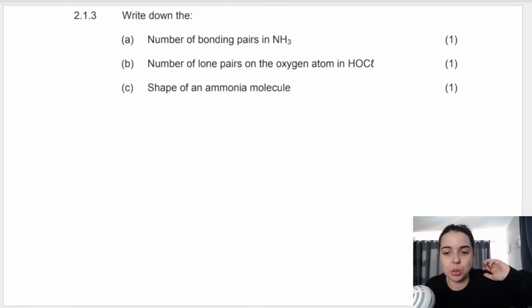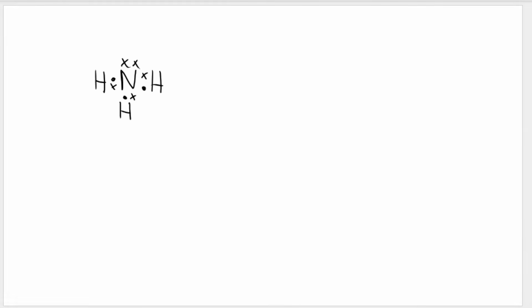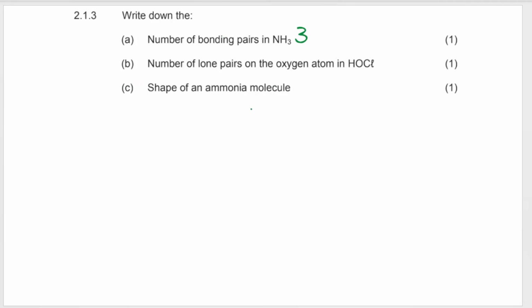So let's go back to our diagram of ammonia. Ammonia we did over here. So if you count the number of bonding pairs in ammonia, that's a bonding pair. So the bonding pair, remember, is shared between 2 atoms. So it's 2 electrons shared between 2 atoms in a covalent bond. So it's 1, 2, 3 bonding pairs. So my answer for that is 3.